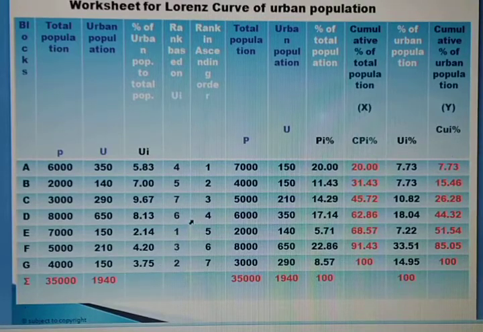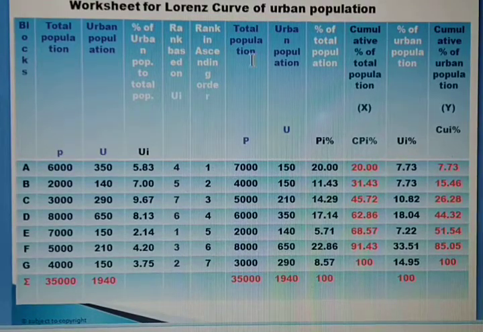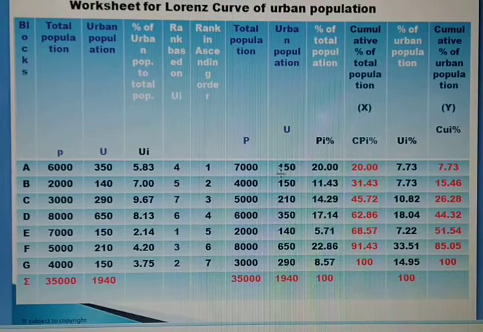If we arrange the values of this percentage in ascending order, the first value will be 7,150, that means this is rank 1, so I have written 1 here. In rank 1 the total population is 7,000. This value represents the E block. In this way you have to put all the values.